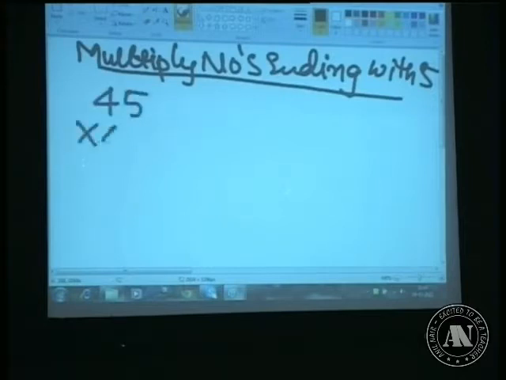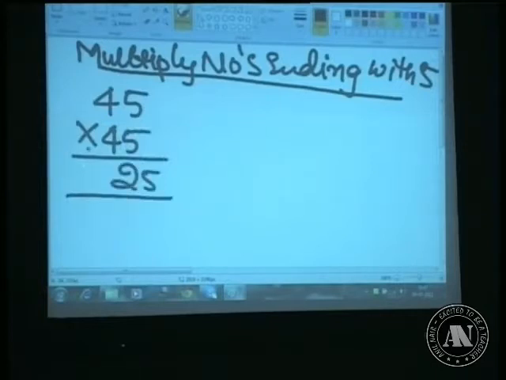What is 45 into 45? 5 5s are 25. Add 1. 4 plus 1, 5. 5 4s are 20. This is something which you know. Anyone knows why are we adding 1? Right? We will see the proof.